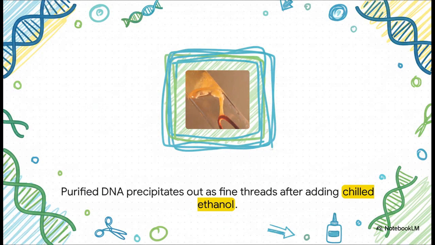So, step 1 is getting our hands on the pure DNA. We have to break open the cell and get rid of all the other junk like RNA and proteins. Once it's all clean, we add some chilled ethanol, and it's like magic. The pure DNA suddenly appears as these fine white threads. You can actually see it with your own eyes, just like in this picture.